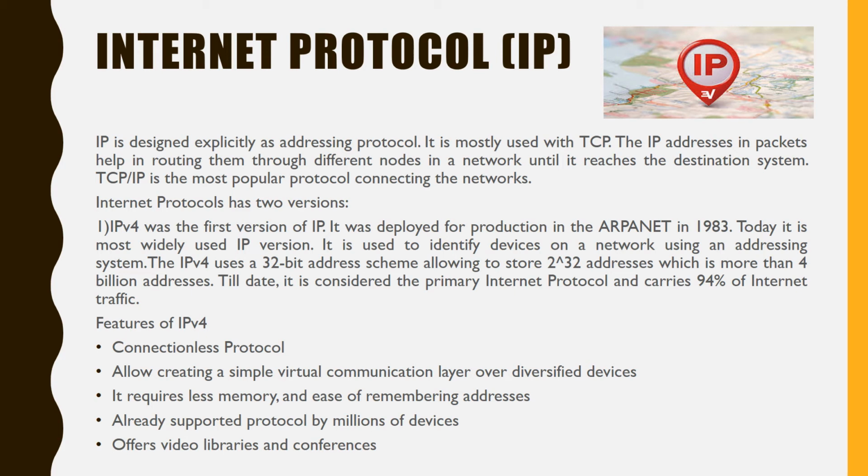Now, Internet Protocol has two versions. One is the obsolete version that we do not use as of now, but still we have the option to use this version of protocol. It is known as IPv4, that is IP version 4. Now, the IP version 4 was the first version of Internet Protocol. It was deployed, or it was used in the ARPANET, which we have studied earlier also.